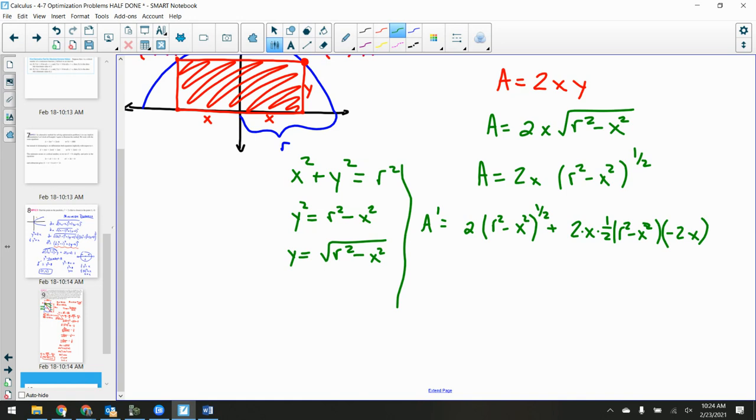Wouldn't r squared minus x squared be to the negative 1/2 now? Oh, I'm sorry. Because I forgot to subtract 1, didn't I? Look at that. Nice catch. Thank you. Okay. Yeah, again, did we catch that? What I did wrong there? I didn't subtract the 1.